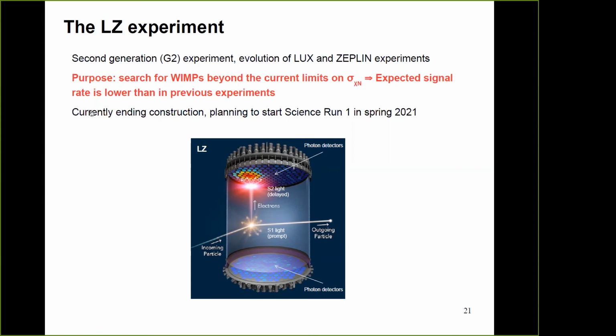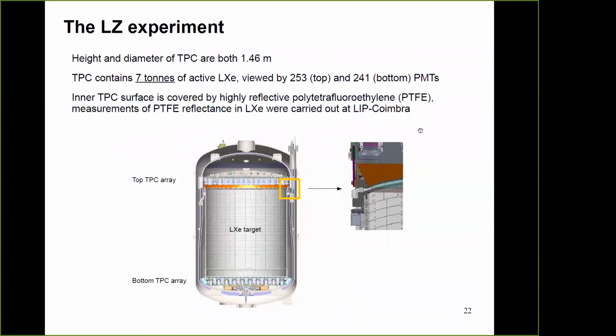The status of the experiment currently is that it is ending its construction. The detector itself is constructed. It's just part of the shielding that remains to be assembled. And we plan right now to start science data taking in late spring next year. I'm going to explain some details of the experiment. The size of the TPC, which is the volume here that I'm now showing, is approximately 1.5 meters, both in height and in diameter.